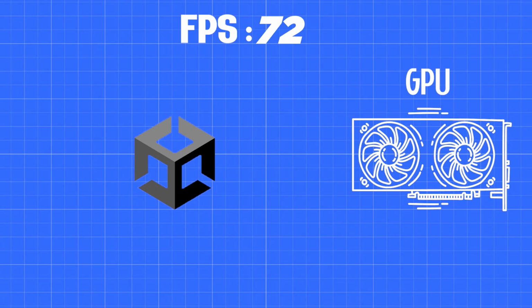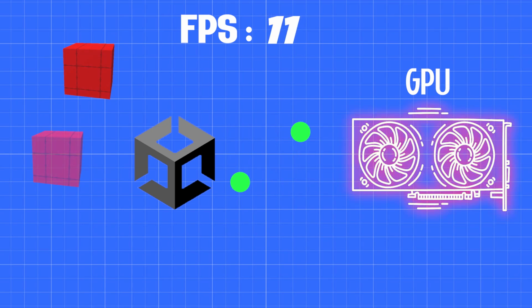On the other hand, draw calls are a bit trickier to understand. Every time an object needs to be rendered, Unity sends a request called a draw call to the GPU. Each draw call consumes resources, and excessive draw calls significantly impact performance. So again, our goal is to reduce these as much as possible.